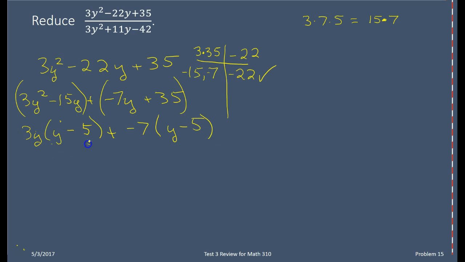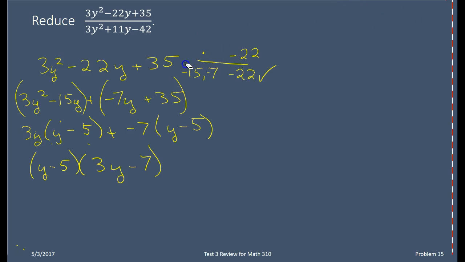So these two binomials are the same, leaving me with y minus 5 as one of my binomials and 3y minus 7. I'll just go ahead and do that now. Okay, so my numerator boils down to y minus 5 times 3y minus 7. Now I'm going to do my denominator. I'm going to erase a few things to give us room.